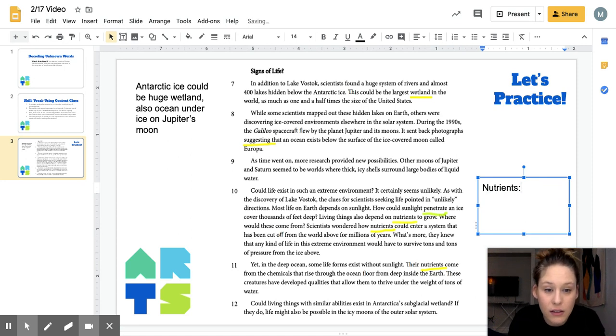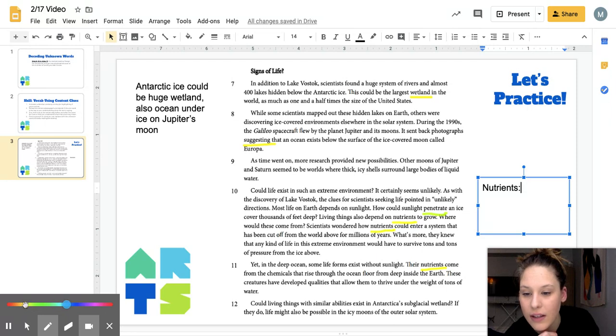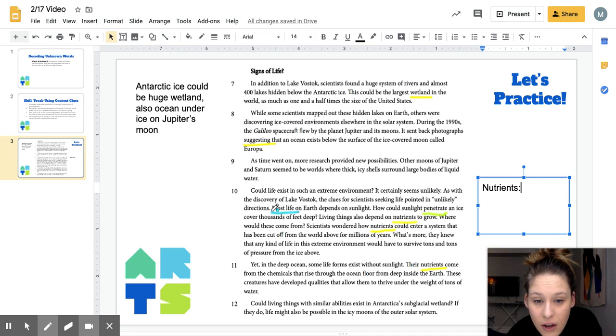So we have to go back. So we start from line 10 right here. Could life exist in such an extreme environment? It certainly seems unlikely. As with the discovery of Lake Vostok, close? I don't know if that's right though. That's okay. The clues for scientists seeking the life pointed in unlikely directions. Most of life on Earth depends on sunlight. Okay, so this is an important sentence. I'm going to underline this in a light blue, mostly because I like light blue. Most life on Earth depends on sunlight.